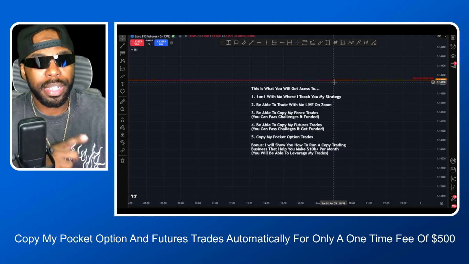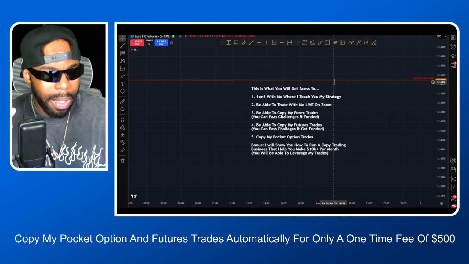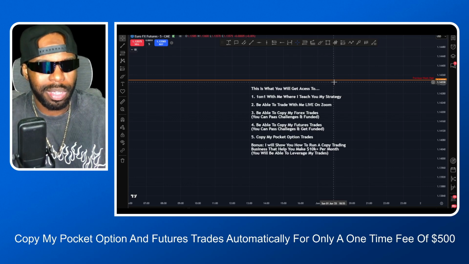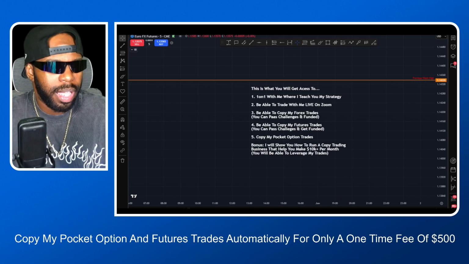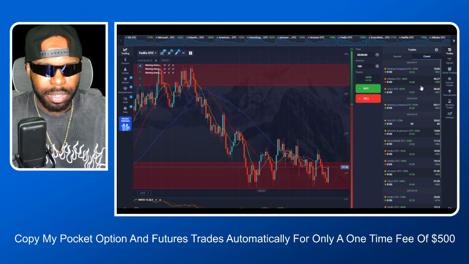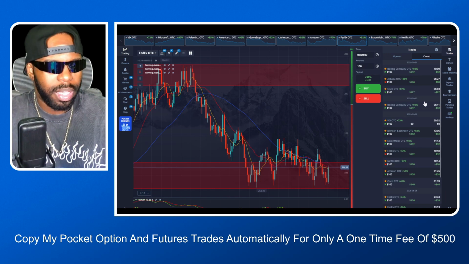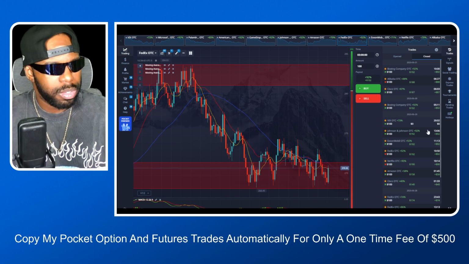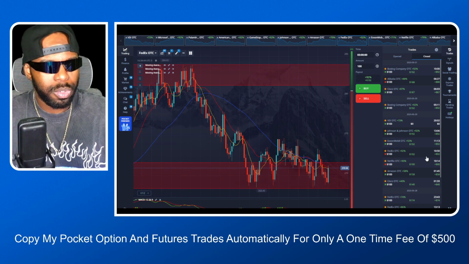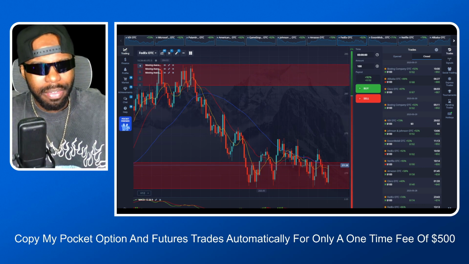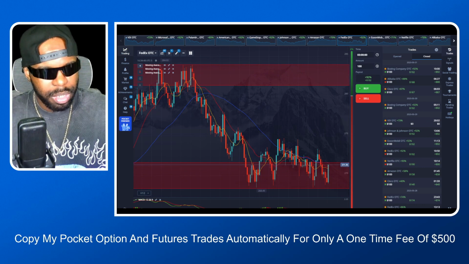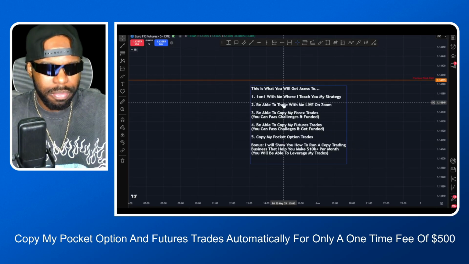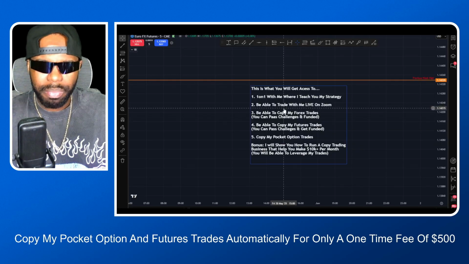Think about how much money you can make. Think about how much money you can make copying my trades. Look at this. This is what I made in the last 2 days. We made $1,000 plus in the last 2 days. So the $500 that it costs to get access to everything I'm offering shouldn't be a problem.